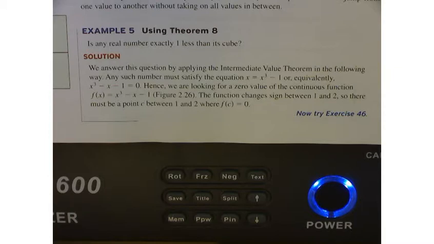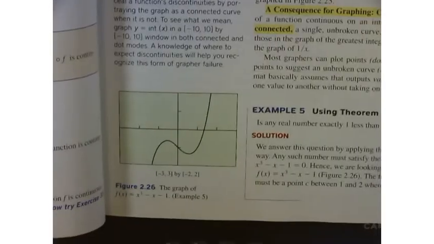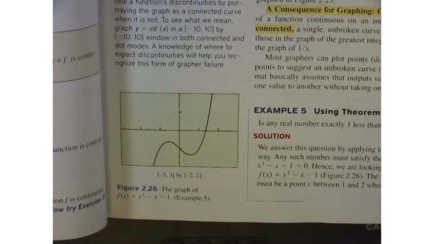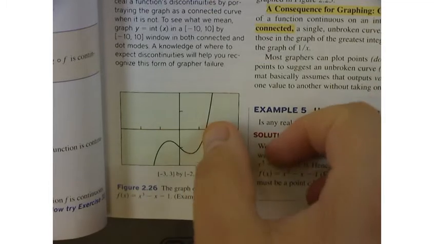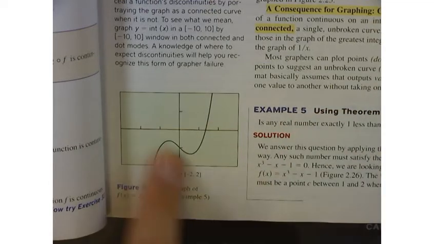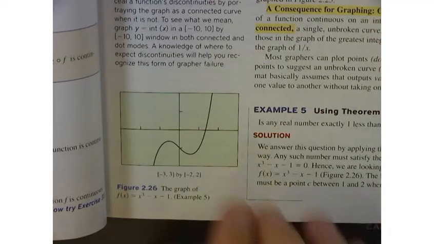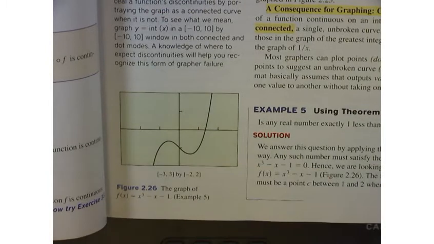And so what they're talking about is this graph. I'll plug this in the calculator and we'll go over it more. This is the function graphed, and we can see clearly that it crosses 0. But how can I prove that?